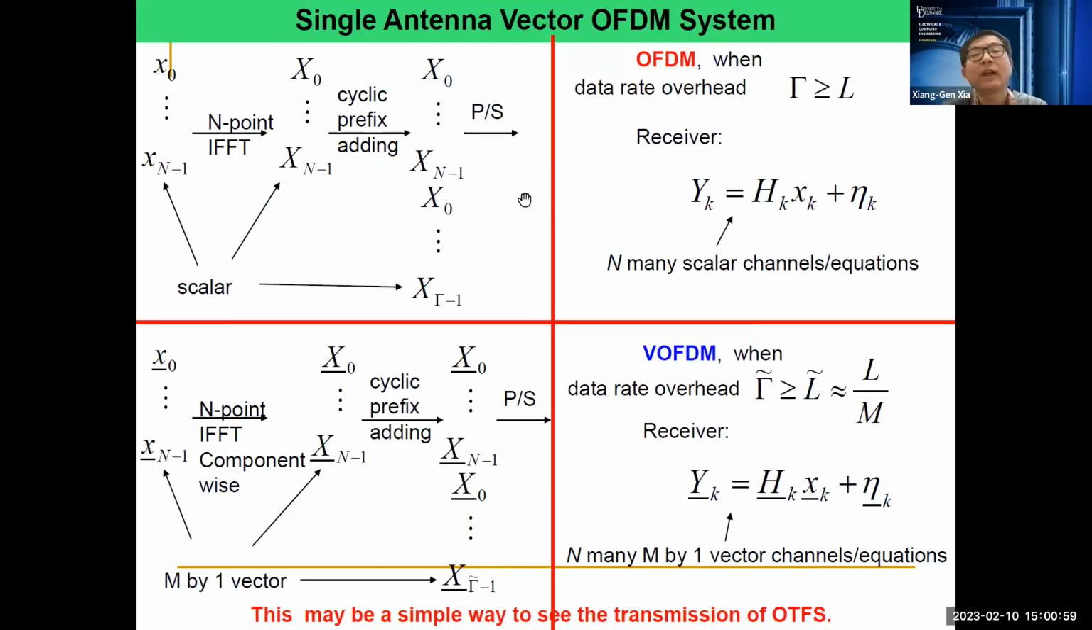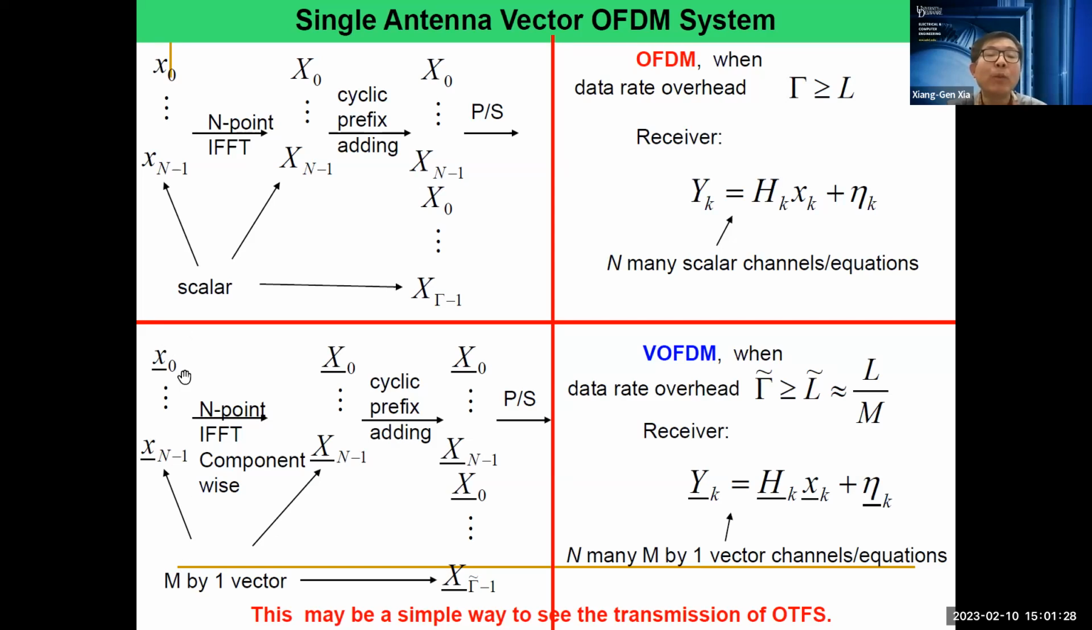All right, so now let's talk about vector OFDM. What is vector OFDM? This is the conventional OFDM I talked about earlier. And the vector OFDM concept is really, really simple. You replace every scalar information symbol by a vector of information symbols. The first one is changed to a vector here, and this one is also changed to a vector here. Let's say the vector size is capital M.